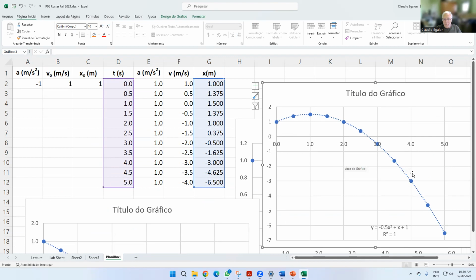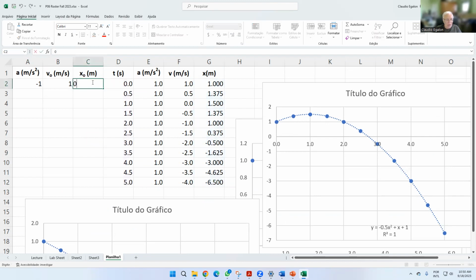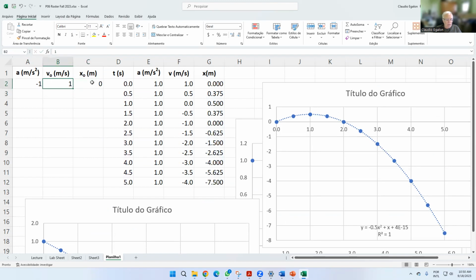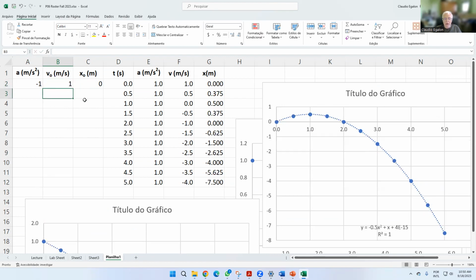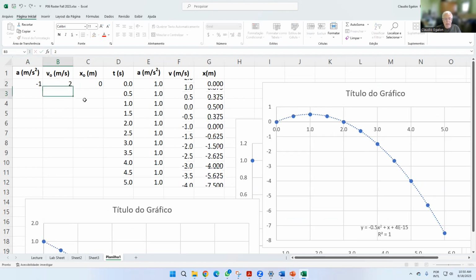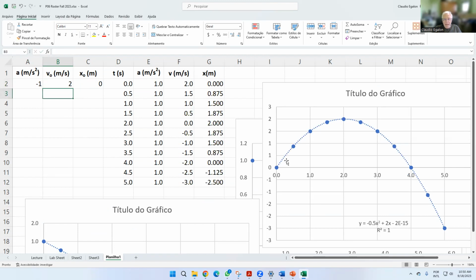Okay, the downward parabola. Let's put v not equal to 0. Here you go. The slope at t equal to 0 is 0, right? Now it's doing everything it's supposed to do. The slope at the point t equal to 0 becomes steeper. If I change x naught to 1 meter, it's going to change.